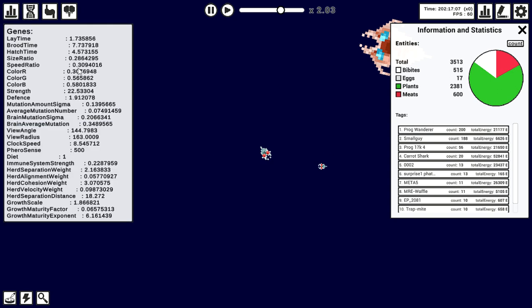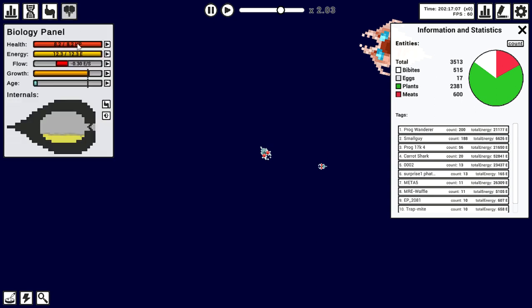Diet 1, full carnivore. This is definitely an evolved Bibit because we don't have any sharp numbers except for pheromone sense, which is capped out. I believe 500 is the max. Let's look at the brain.